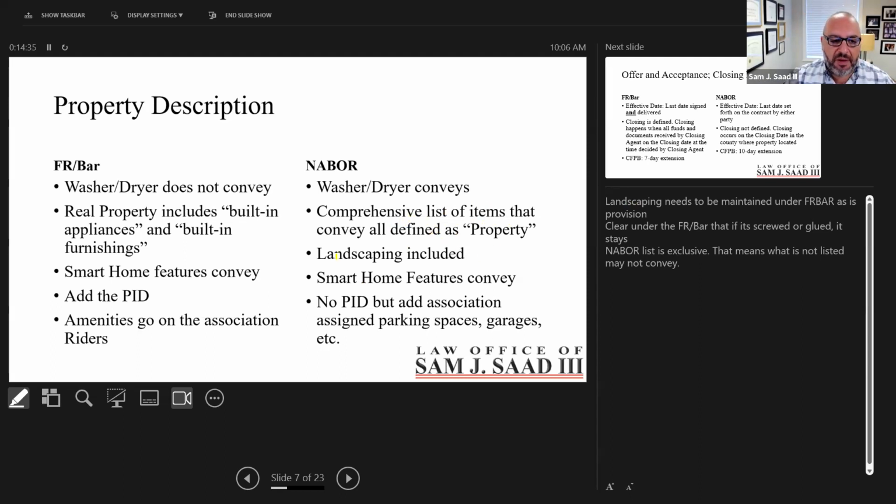One thing that I will say about FRBAR: while landscaping is specifically included in NABOR, landscaping has to be maintained under FRBAR. So don't forget that. It's not like they can just take that favorite tree in the front yard with them. It's very clear under the FRBAR contract that if it's screwed or glued, it stays. That's the built-ins. The thing about NABOR is the list is rather exclusive. So if it's not listed on the NABOR contract, that means it does not convey. So if you have things that are going to convey that are not screwed or glued, you need to make sure you write them in on page 1 of the NABOR contract. Okay.